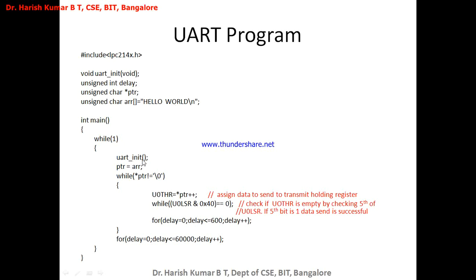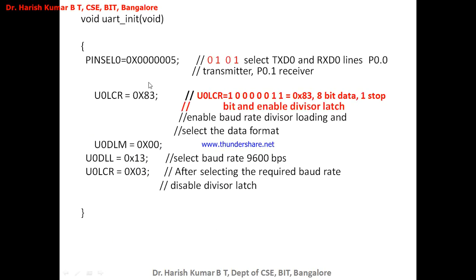Okay, now inside the while loop, I'm calling UART initialize. Let me go to that function UART initialize. This is very important to understand here. Now pin cell 0 is equal to, this is what I'm assigning. Pin cell 0 is a 32-bit register, and this is the data which I'm giving. I'm just writing for this particular digit 0, and 5 in binary is what? 0 1 0 1 0 1 0 1.